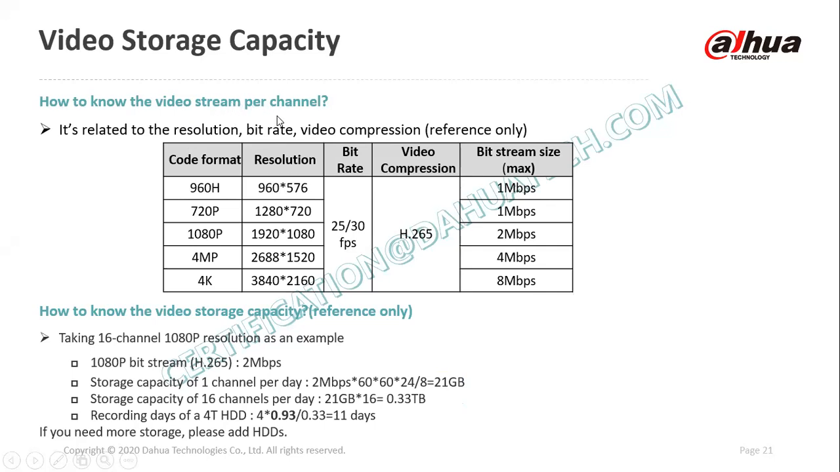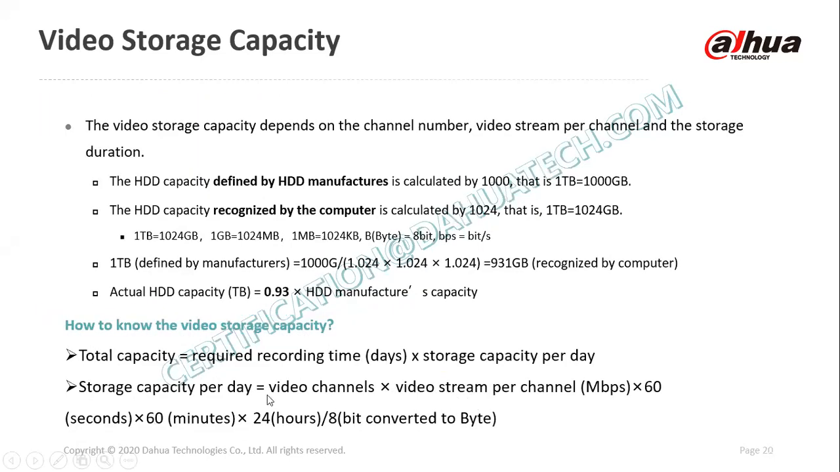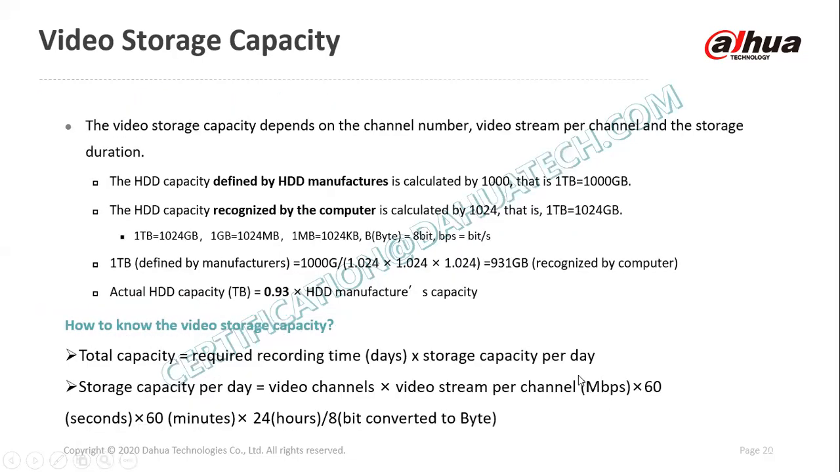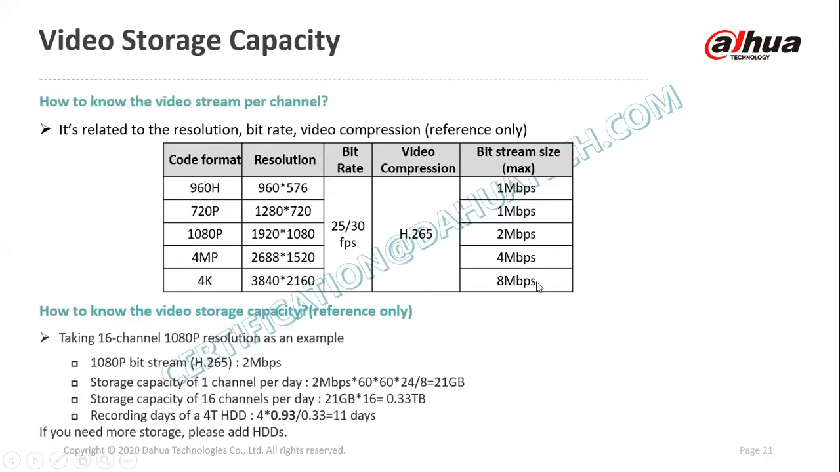So how will you know the video stream per channel? To calculate the storage capacity, you'll need the number of video channels times the video stream per channel. So how do you know the video stream? For a 2 megapixels camera with 25 or 30 FPS, compression of H.265, the bit stream will be 2 Mbps. So the video stream per channel will be 2 Mbps for 2 megapixels. For a 4 megapixels camera it will be 4 Mbps. For a 4K it will be 8 Mbps.